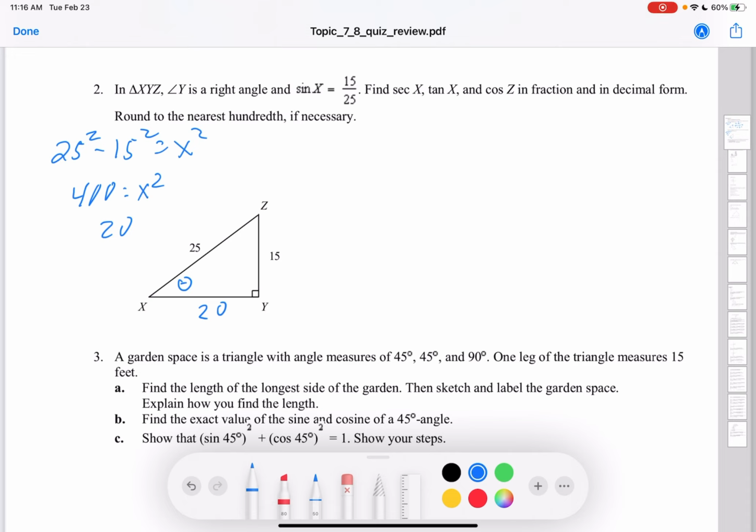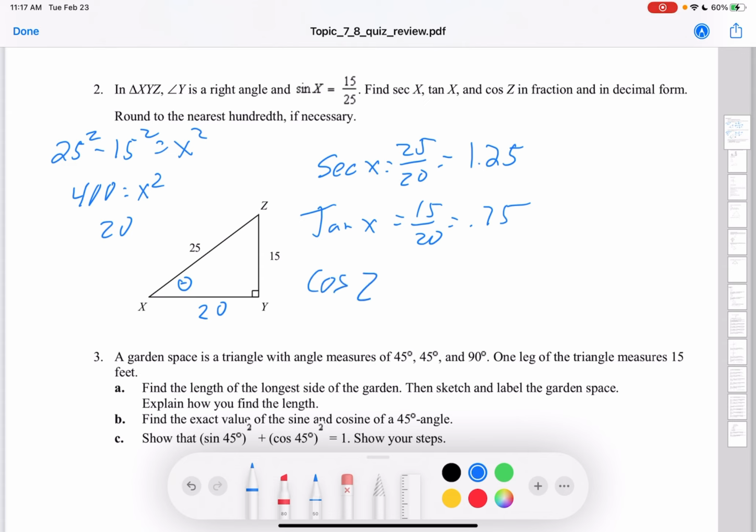Secant is the opposite of the cosine, so hypotenuse over adjacent. So the secant of x is 25/20, which is 1.25. The tangent of x, opposite over adjacent, so 15/20, 0.75. And the cosine of z, z is up here, 15 adjacent over hypotenuse, which is 0.6. And we're done.